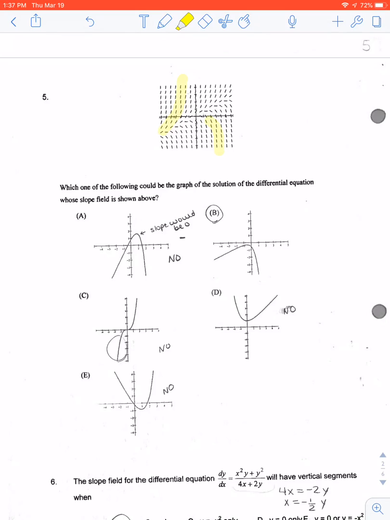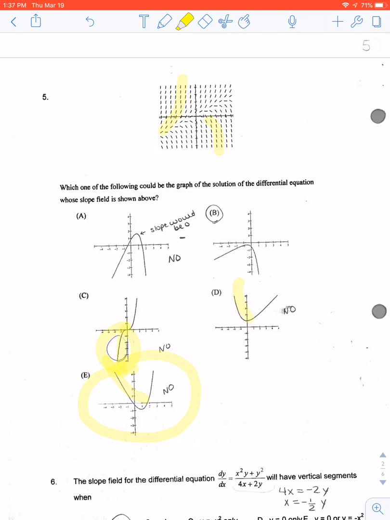So what I know about the actual graph of the solution is that, looking at E, that's not going to work because the slopes are not decreasing, they're increasing for negative values. I know it's also not D, so I can eliminate those. I can eliminate C because this function's increasing, so the slopes would have to be positive, and they are not. So now I'm in between A and B.